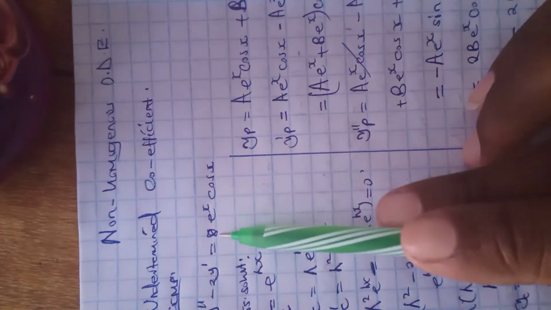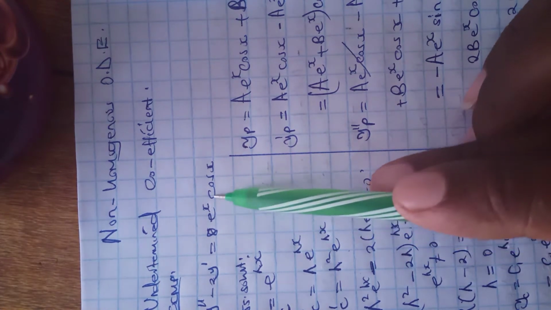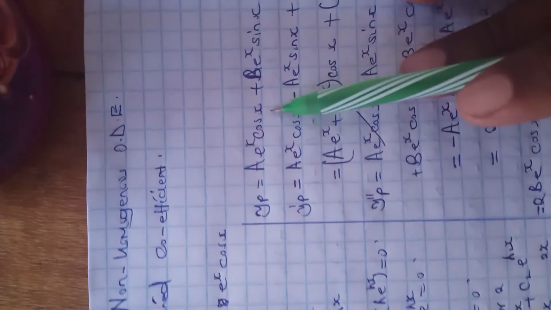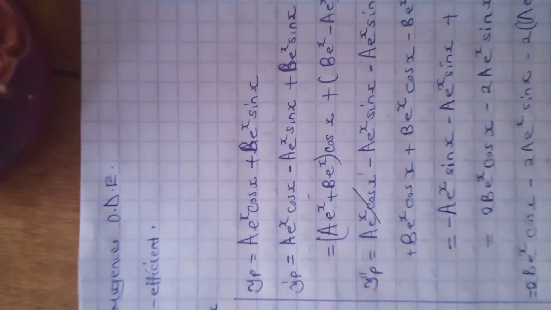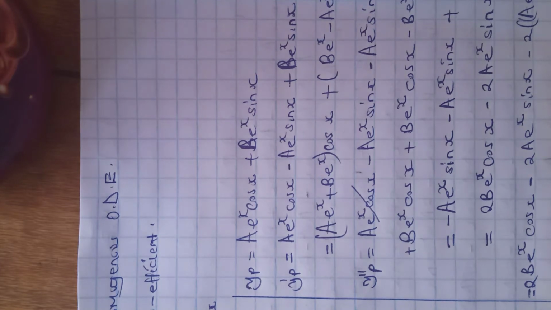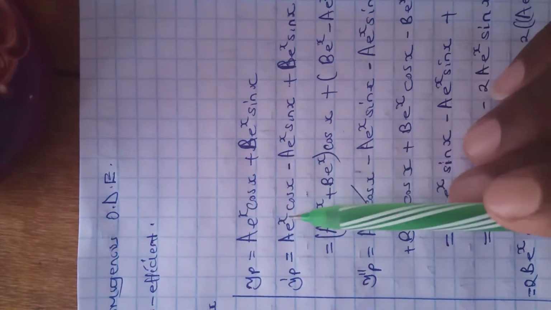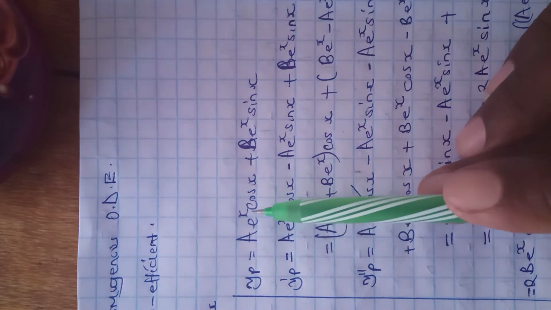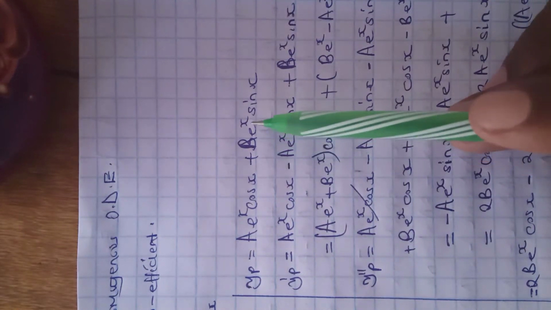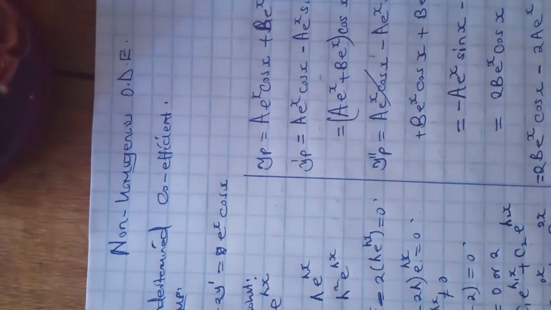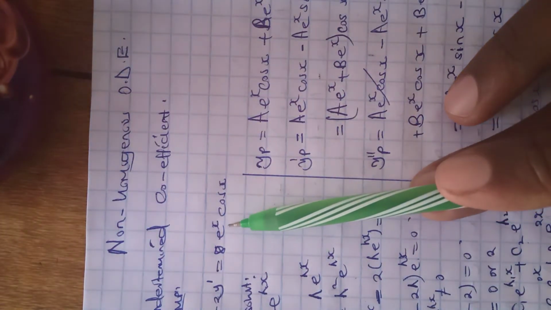Now we proceed with the next part of our equation. We are going to solve this other part here, 8e^x cos x. We also have to assume a solution. So y_p equals a e^x cos x plus b e^x sin x. That is our assumed solution for the right side, 8e^x cos x.